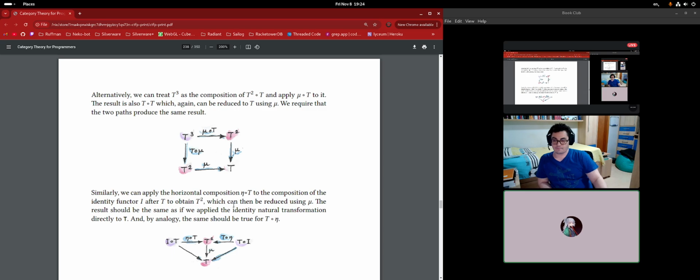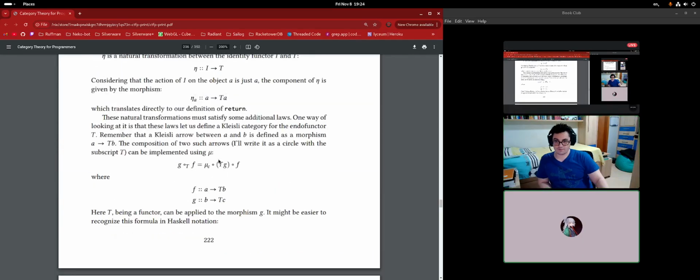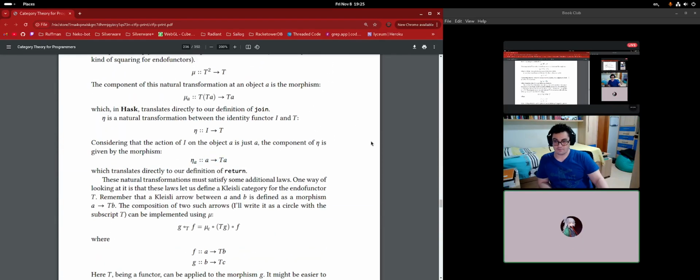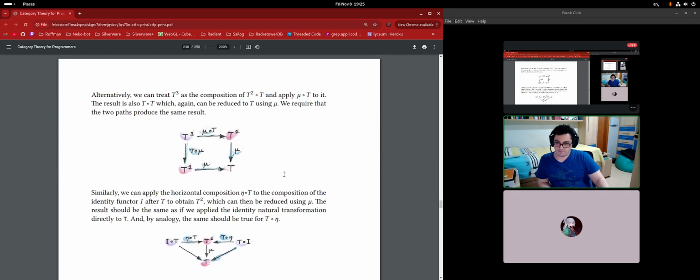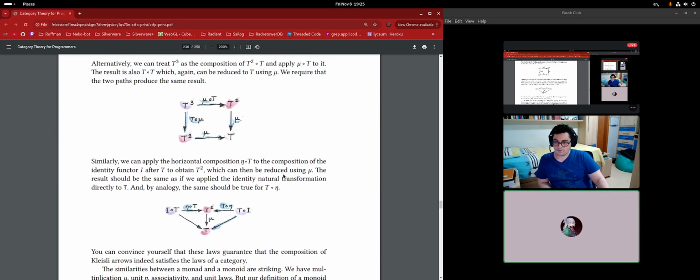That's not quite it, but okay. I don't understand how that's not quite it. Because it's what's here, you're applying a horizontal composition. So you're applying eta to the identity, right? Which gives you T. But we don't have an identity. That's my confusion there. You do. It's an identity of I after T. Look at the diagram. You have an I after T.